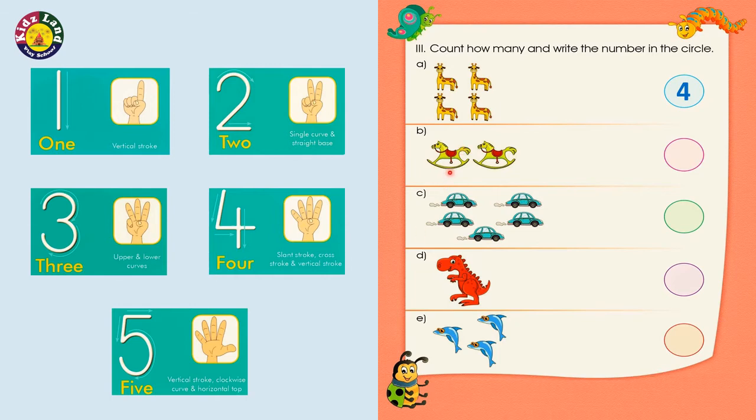How many horses are there? 1 horse and 2 horses. Simple. Only 2 horses here. So I'm going to write number 2 in the circle next to the horse.